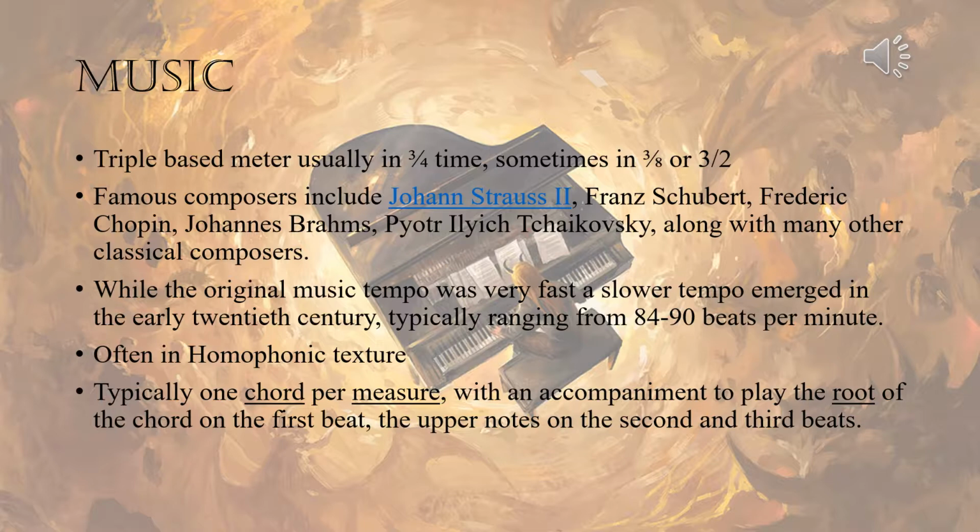Originally, waltzes were very fast. However, in the early 20th century, the tempo was slowed, with a tempo range of 84 to 90 beats per minute. Waltzes are often homophonic in texture, having a single melody with accompaniment. Famous composers are Johann Strauss II, Franz Schubert, Frederick Chopin, Johannes Brahms, and Tchaikovsky. Attached is a recording of Johann Strauss II's The Blue Danube Waltz, a perfect example of a waltz.